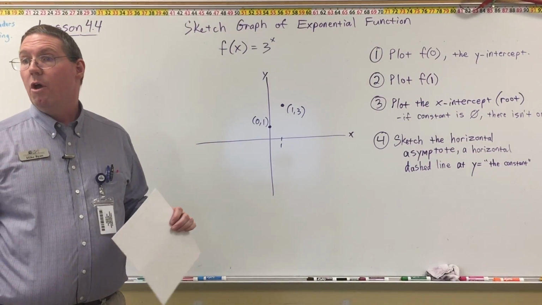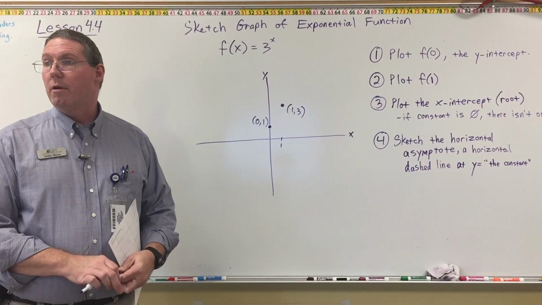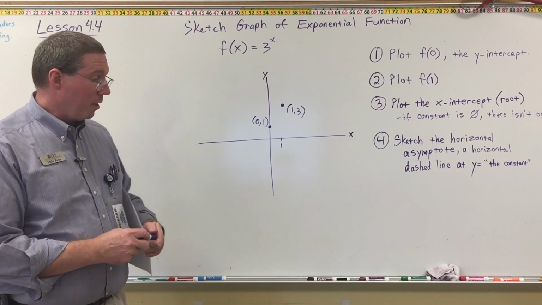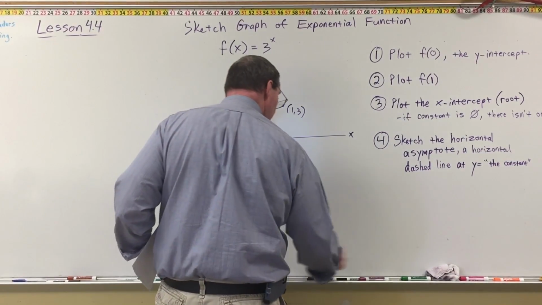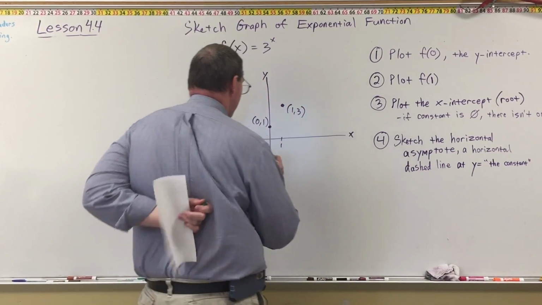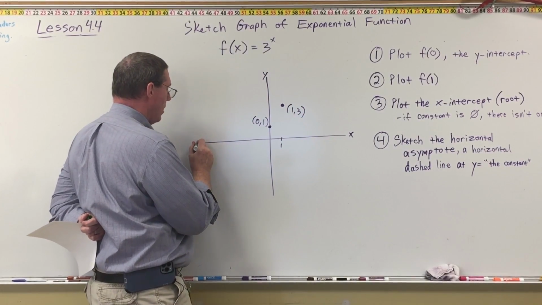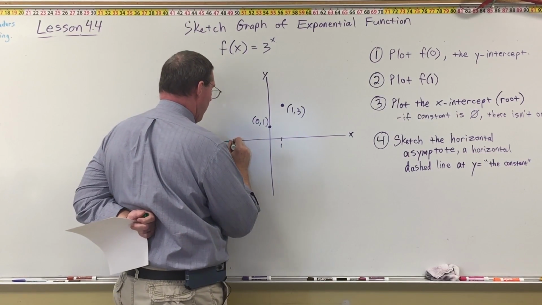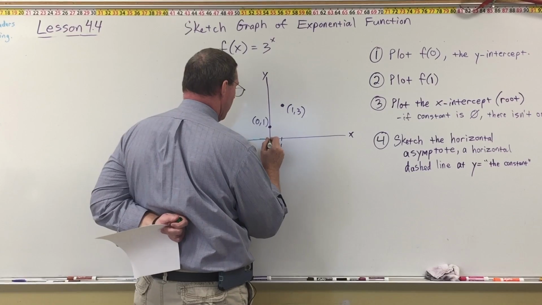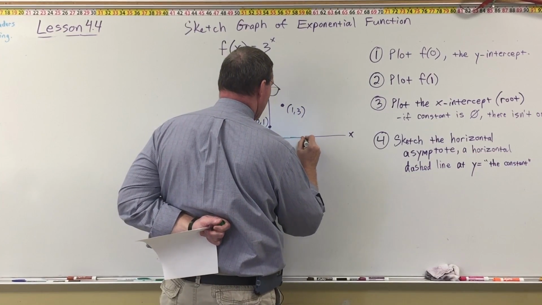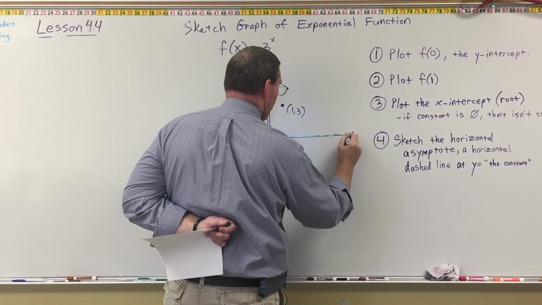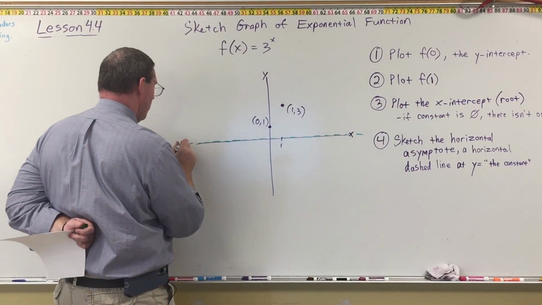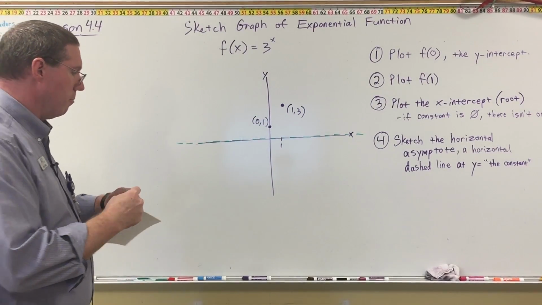In this case, where is the horizontal asymptote? It's at 0 because there is no constant. And so I'm going to go ahead and graph at 0. Watch what I'm going to do here. Right on the x-axis, I'm sketching a dashed horizontal line. This is the horizontal asymptote.